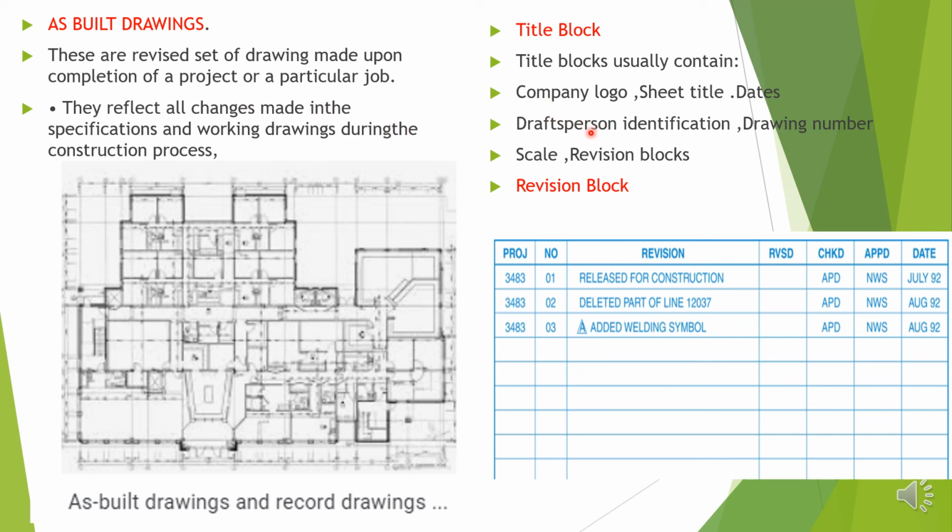Then in the drawing we can have a title block. The title block generally consists of a company logo, sheet titles, the draftsman who has done it, and there is a scale and revision block. This is the model of the revision block. What is the revision and all these details have been provided.